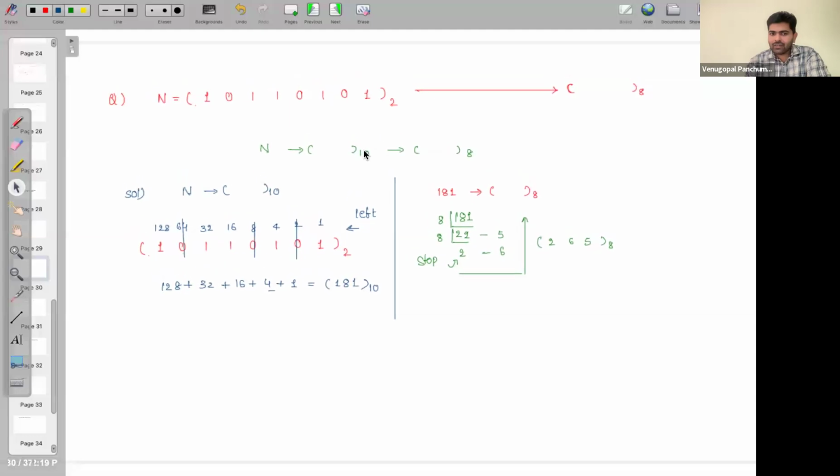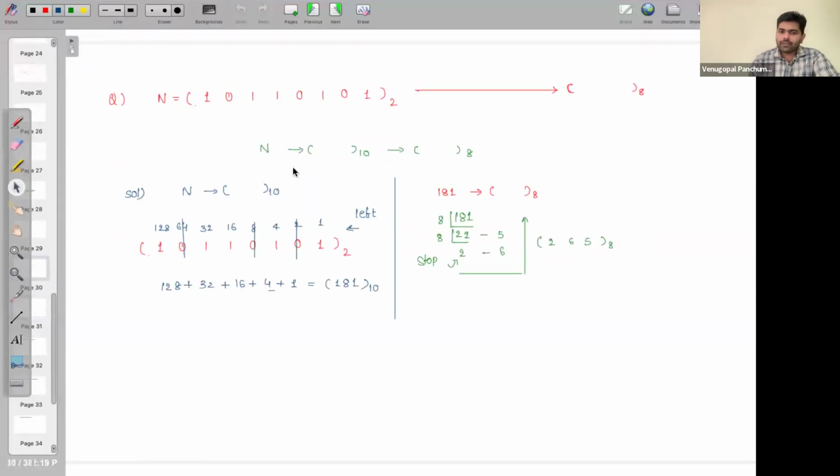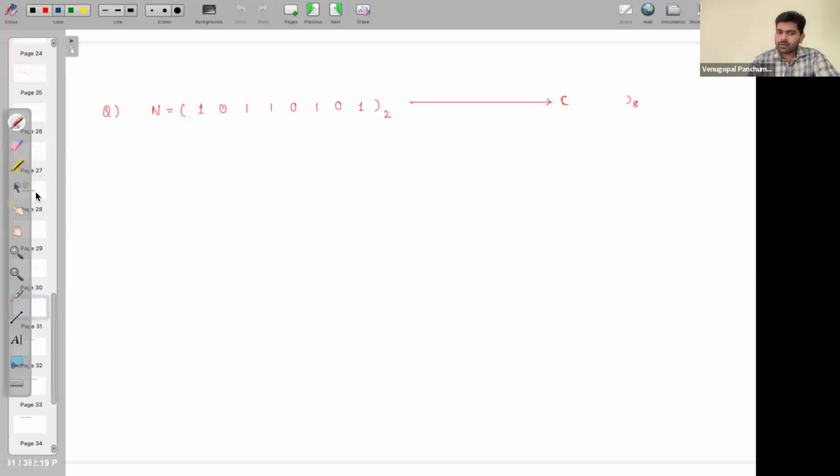But instead of doing this process, we have one very simple process, friends. Let me tell you what that simple process is. What we did here is, we first converted to decimal, then we converted to octal. Without converting to decimal, we can solve this question. We have to get the answer as 265. Let me see how it will be.